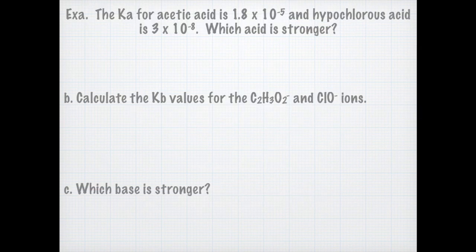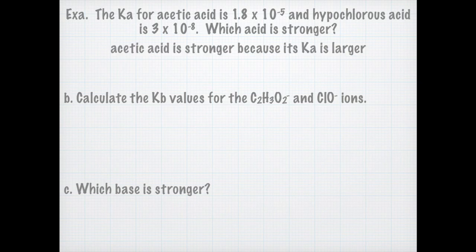So what we're going to do right now is see how we can take Ka and determine the strengths of acids and bases based on values that are given to you in this example problem. So here it tells you that the Ka of acetic acid is 1.8 times 10 to the negative 5th, and the Ka of hypochlorous acid is 3 times 10 to the negative 8th. Well, based on our basic knowledge of Ka, I know that acetic acid is a stronger acid simply because more of it dissociates, therefore giving it a larger Ka value.